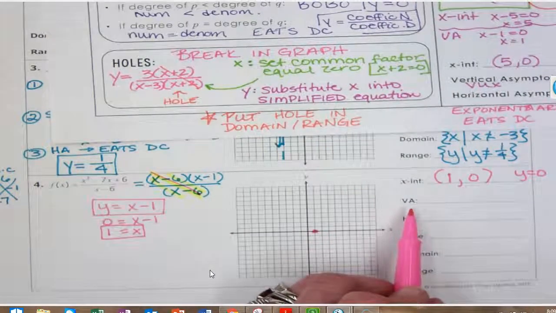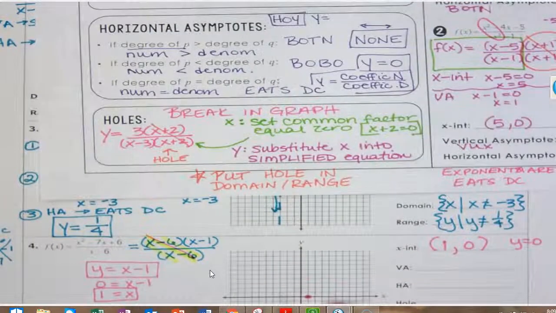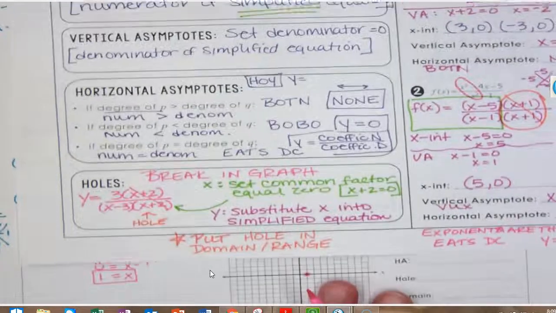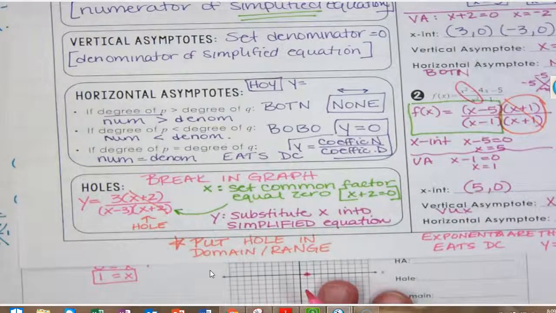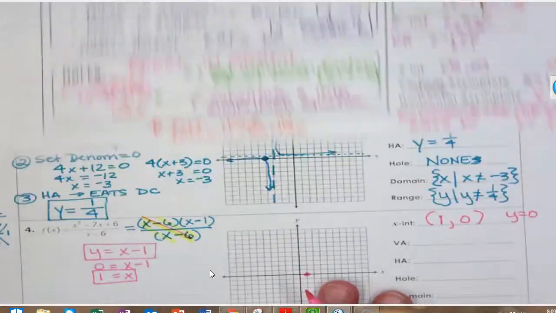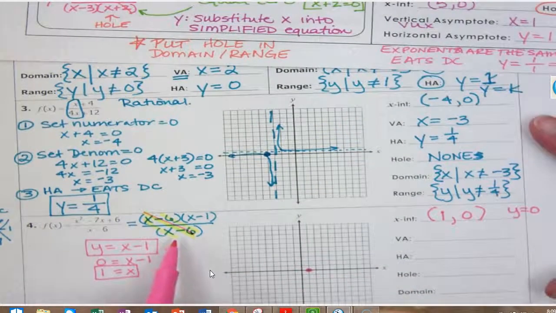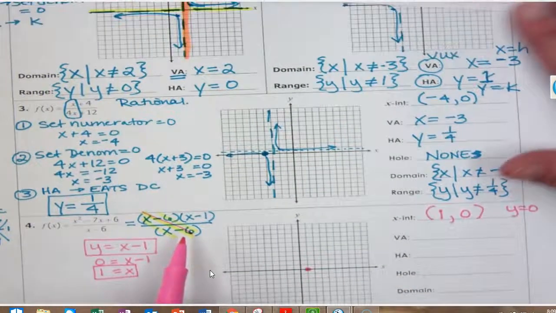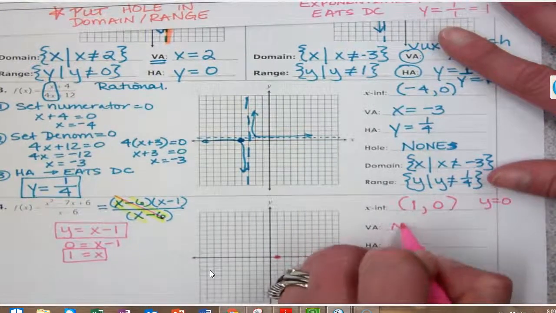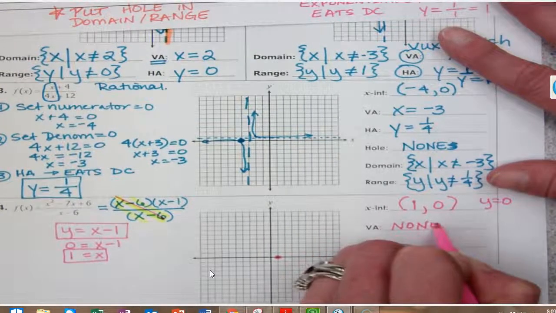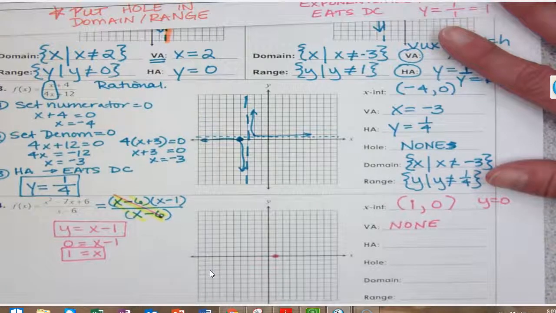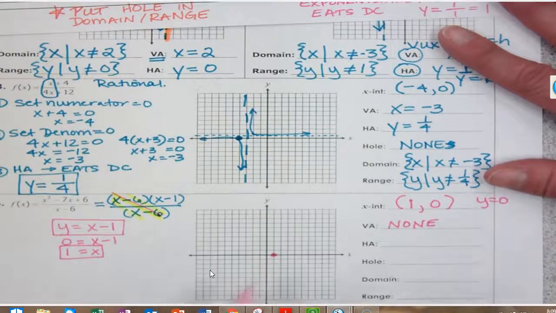Secondly, my vertical asymptote. I'm going to look up here. Set the denominator equal to 0. Okay, my denominator's gone. I don't have a denominator anymore. So I'm not going to have a vertical asymptote. The denominator is gone. It's vanished. Next, my horizontal asymptote.